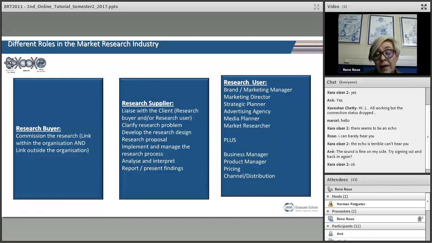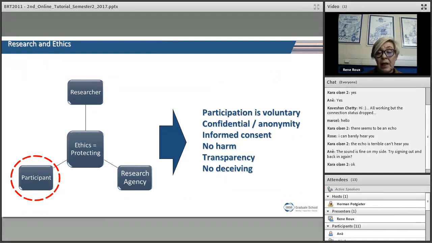So I hope that the distinction between the buyer and the user makes sense, and that you also understand that then in the middle there is the research supplier. That is the agency that actually conducts the research.